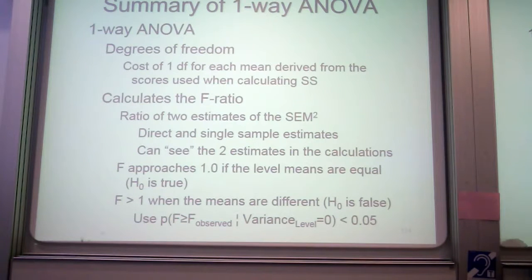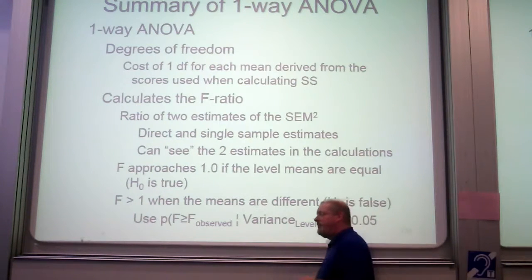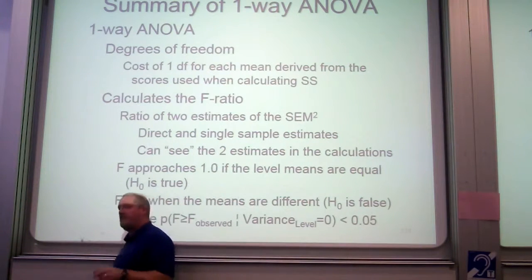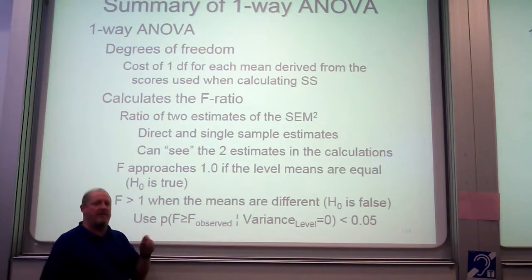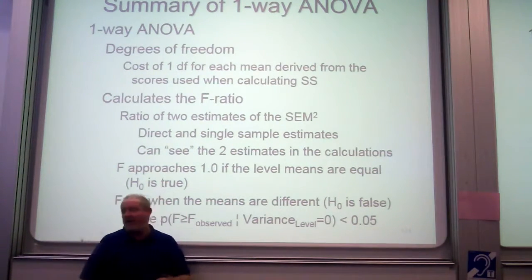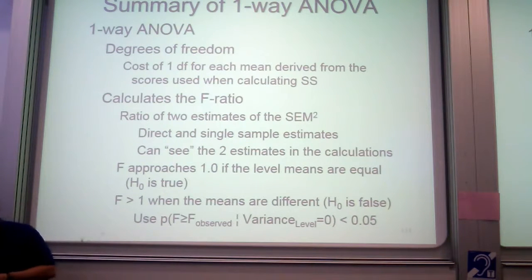The null hypothesis is true, and this is your null hypothesis: the variance of the levels equals 0. So we're just looking at whether the variance of the level means is 0. Are all the means the same? We're going to do it via variance.